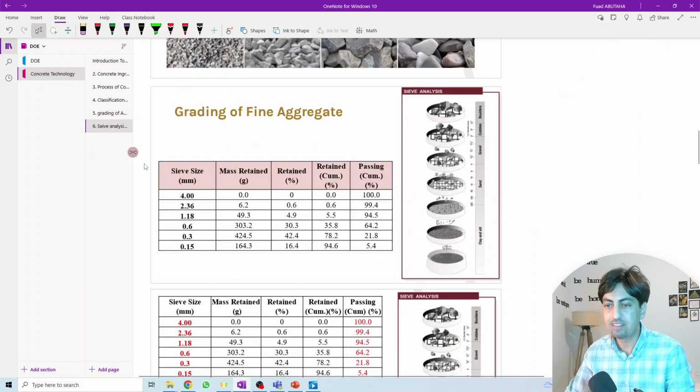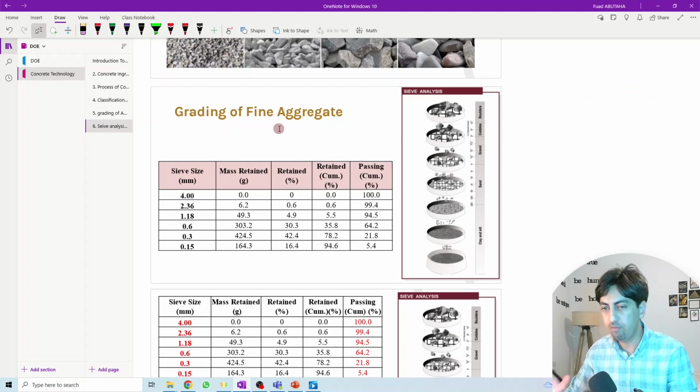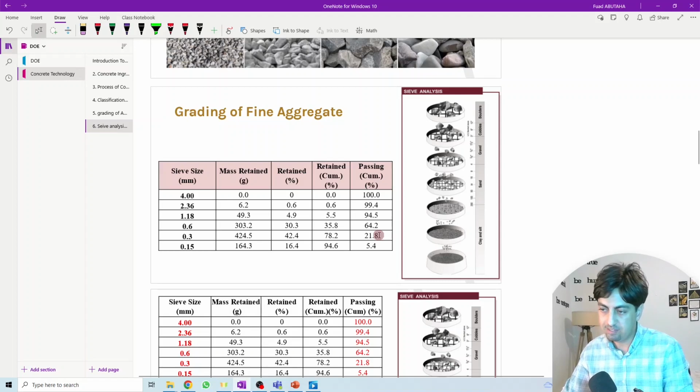So today we'll have an example of how we can do the grading analysis or sieve analysis for the sand or fine aggregate. For both of them, it is the same procedure and the same idea. We'll have this table, which represents the process and how we do the calculation. We will do the calculation step by step, starting this test by listing the different sieve sizes, from the big to the smaller and smaller diameter of the sieve size.